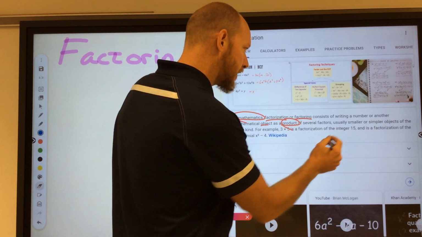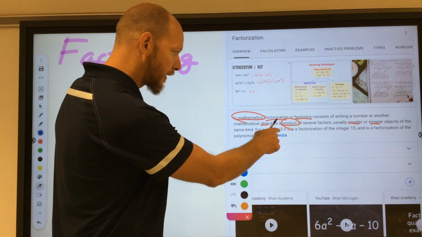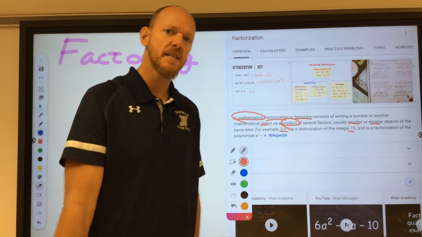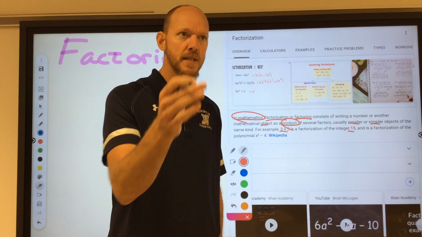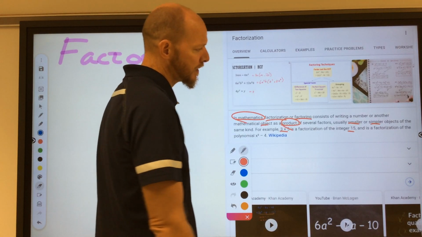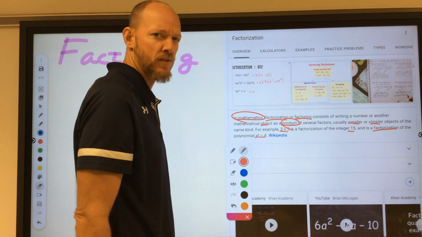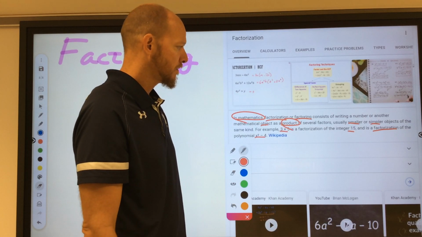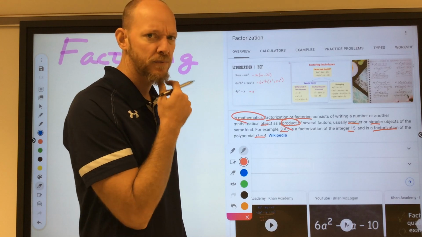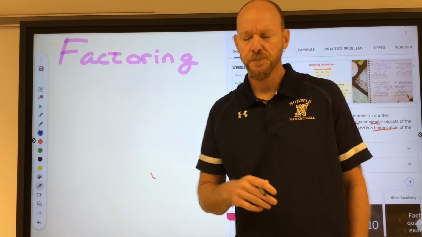And what I see also is it says simpler or smaller objects or parts. And it says, for example, 3 times 5 is the factorization of 15. All right, that kind of makes sense. There's that multiplication, and 3 times 5 is the factorization of 15. But then it ends up saying that it is also a factorization of x squared minus 4. So is that telling me 15's a factorization of the polynomial x squared minus 4? Well, let's take a look at this a little bit further.